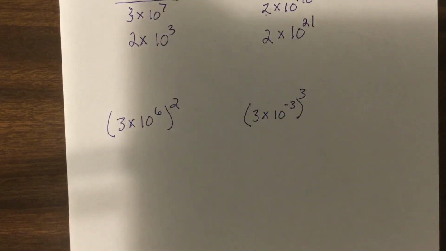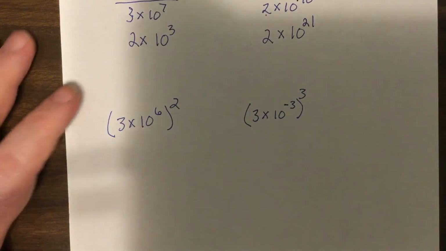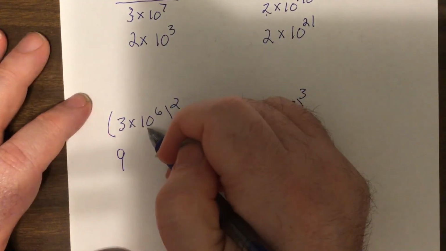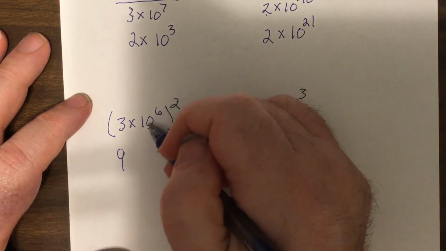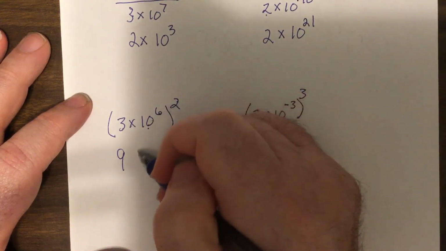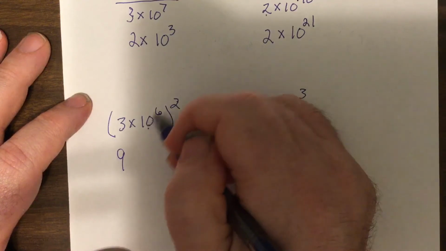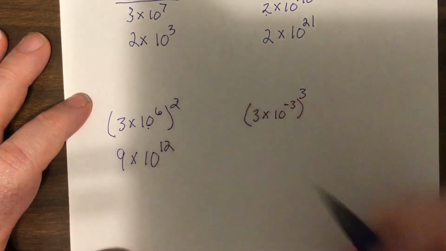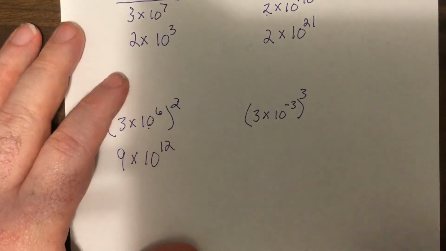And do the last two for me, please. 3 squared is 9. 10 to the 6th to the 2nd. When you raise a base to a power, and then raise it to another power, you multiply is what I'm trying to say. So there we go.